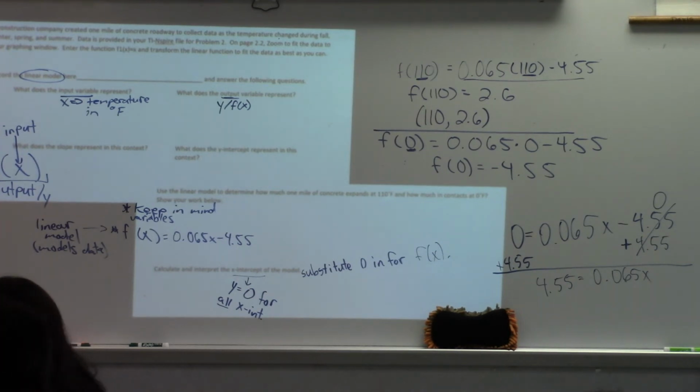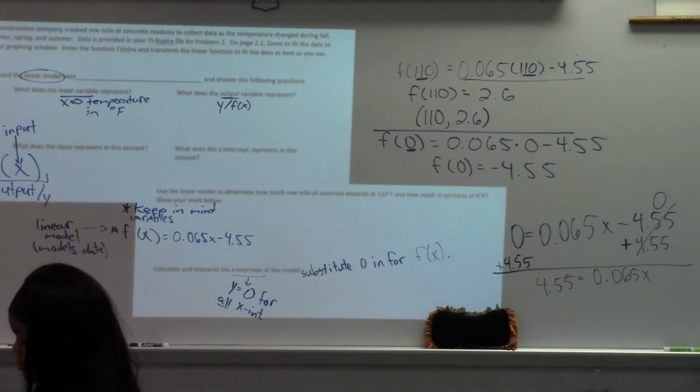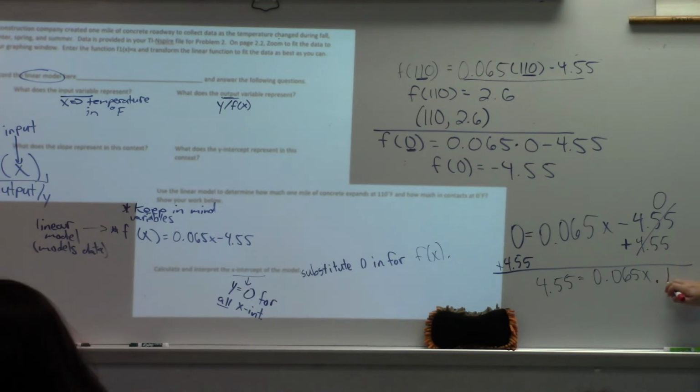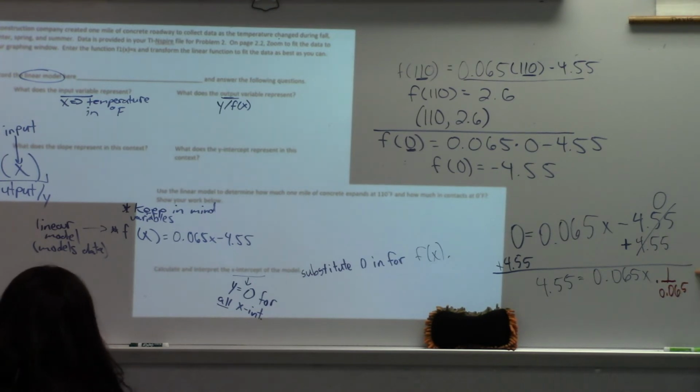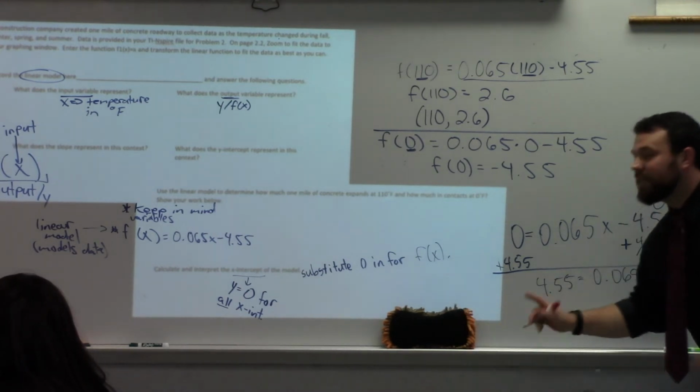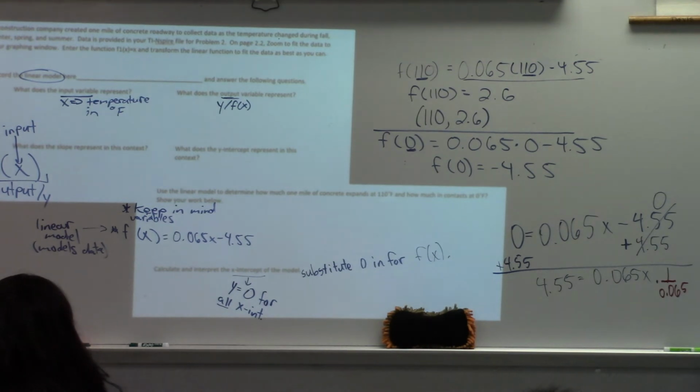Does anyone remember something I could do besides divide by 0.065? 1 over 0.065. Does anyone remember what the name of this thing is? The reciprocal, right? That's the multiplicative inverse, to create the what? The multiplicative identity, which is 1. There we go. That's what I wanted to hear.